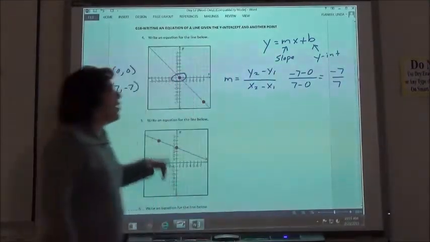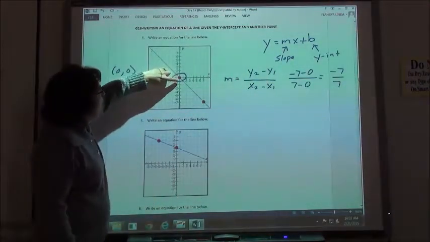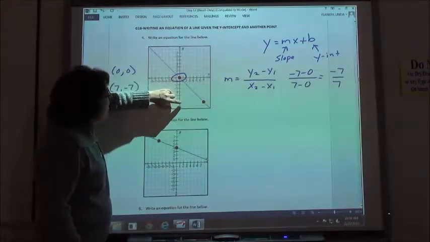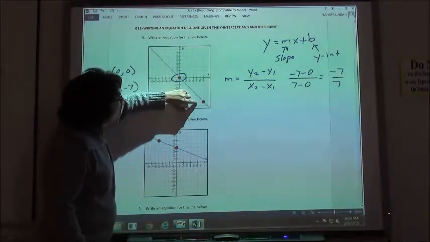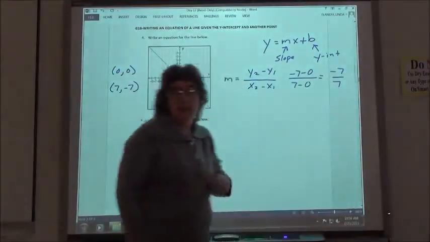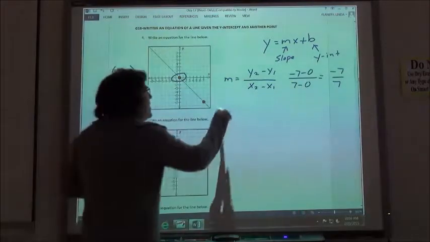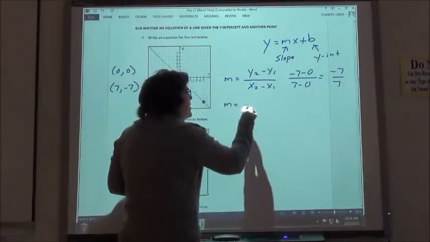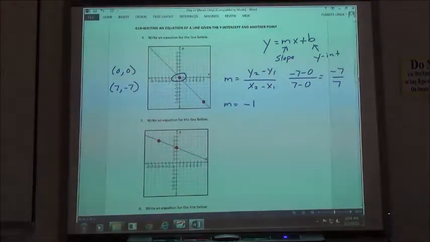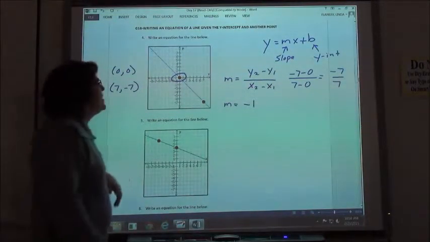We said if we had the graph, we could count the slope. We went 1, 2, 3, 4, 5, 6, 7 down, and 1, 2, 3, 4, 5, 6, 7 to the right. 7 down and 7 to the right. Of course, we want to simplify that. A negative 7 over 7 is just negative 1 for my slope. My y-intercept, where does it touch the y-axis?